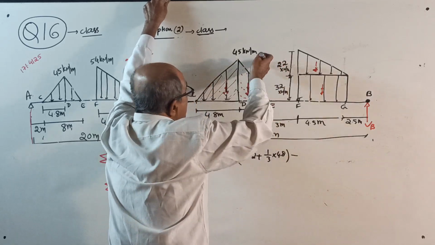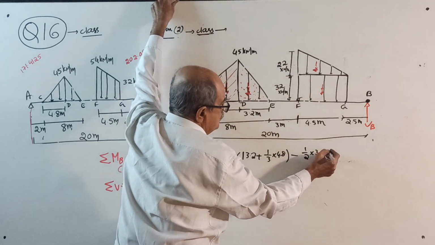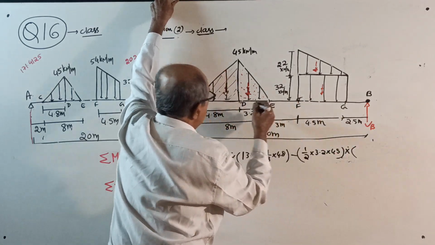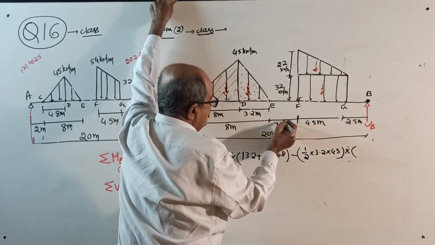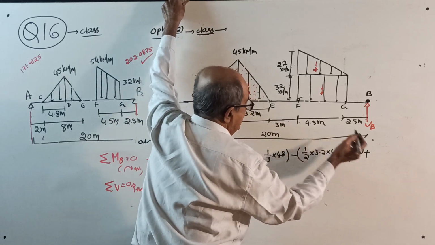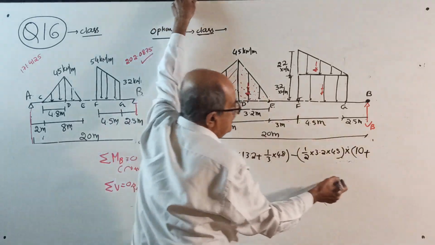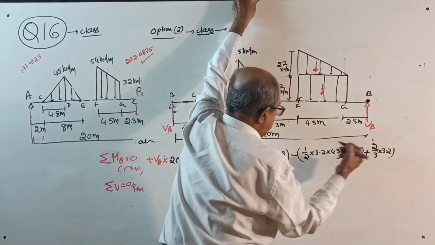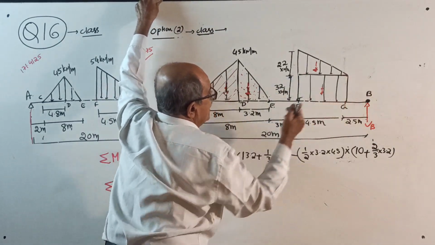Again minus moment of this load, half into 3.2 into 45, into moment about B. 2.5 plus 4.5 is 7, 7 plus 3 is 10, 10 plus another from here to here. From here it is 2 by 3, so 10 plus 2 by 3 of 3.2. Again minus moment of this UDL.